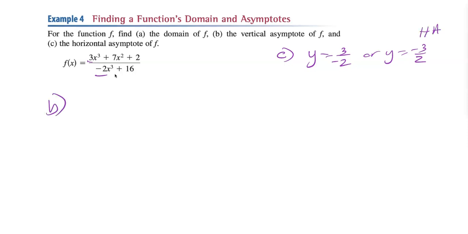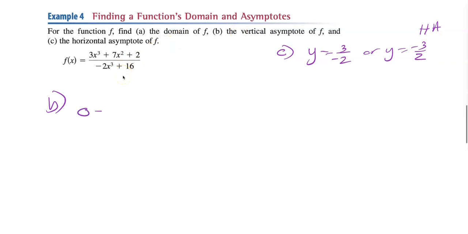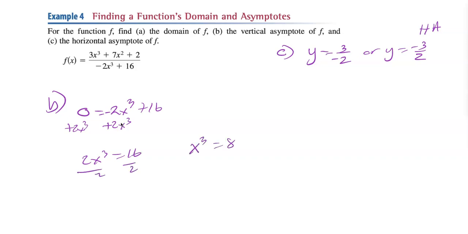The vertical asymptote. Now again, vertical asymptote and the domain are essentially the same thing. Whatever the vertical asymptote is, the domain is everything but that. The way we find the vertical asymptote is to set the denominator equal to 0. So we're going to go 0 equals 2x cubed plus 18, negative 2x cubed, sorry. And then we're just going to solve. I'm going to add the 2x cubed to both sides. So I get 2x cubed equals 16, divided by 2, x cubed equals 8. Take the cube root of it. x equals 2. Not plus or minus because it's the cube root, so it's just 2.